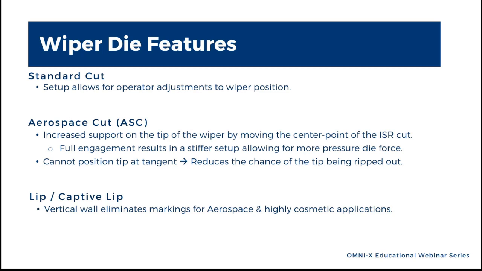Aerospace cut wiper dies provide increased support on the tip of the wiper by moving the center point of the inside radius cut. This provides full engagement between the wiper die and the bend die tube groove, resulting in a stiffer setup which allows for more pressure die force. With aerospace cut wipers, you cannot physically position the tip at tangent, which reduces the chance of the wiper tip from being ripped out. Lip, or captive lip, is a vertical wall that eliminates markings for aerospace and highly cosmetic applications.